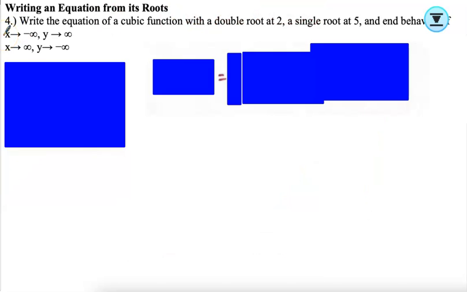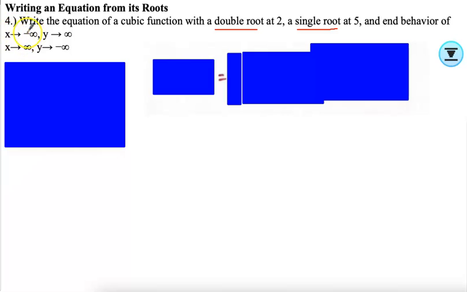We can write the equation given a bunch of information. So number 4: write the equation of a cubic function with a double root at x = 2, a single root or x-intercept at x = 5, and the following end behavior. As x goes to negative infinity, y goes to positive infinity; as x goes to infinity, y goes to negative infinity. So let's talk about what this means.